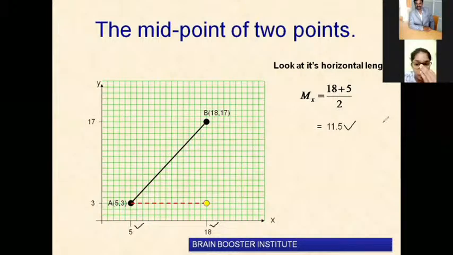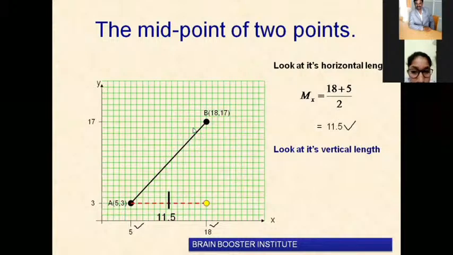Sir, why is there a need of finding the average of these two? Already we have seen these two. I will explain. Nothing to worry, don't get confused. Now see, exactly this is the midpoint of this line, is it not? Yes, sir. This is 11.5.